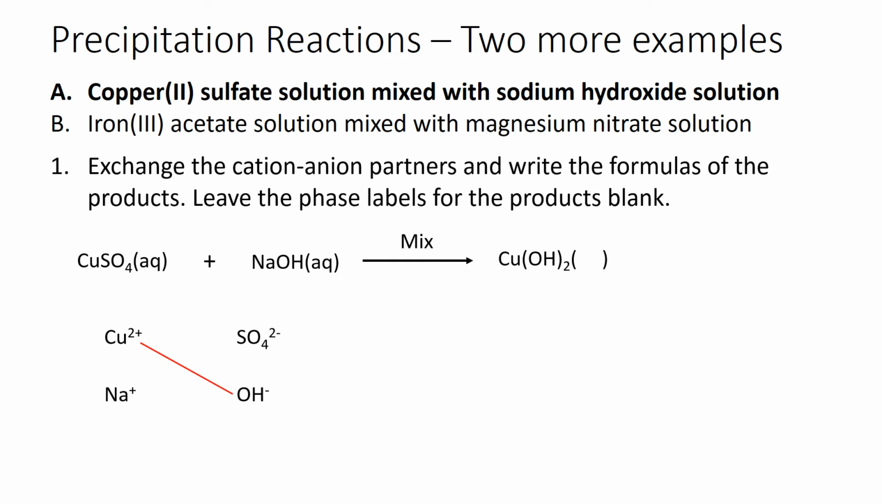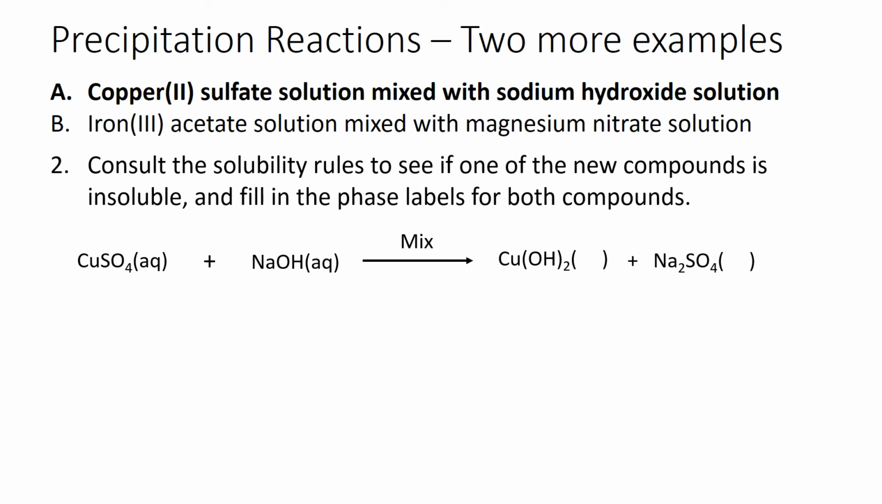I'm going to leave the phase label blank because I'm going to have to consult the solubility rules. I'm focusing on one step at a time here. I want to get the formulas right first and then move on. Sodium combined with sulfate gives me the other formula I'm going to need. And sodium is 1 plus, sulfate is 2 minus. I need twice as many sodium ions as I have sulfate ions. That's the right formula for that.